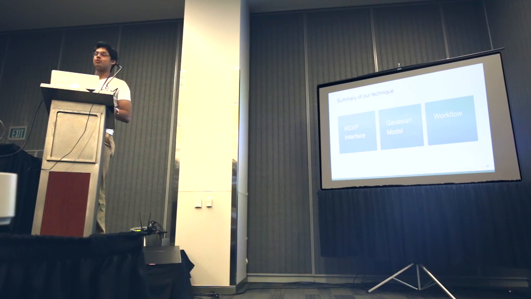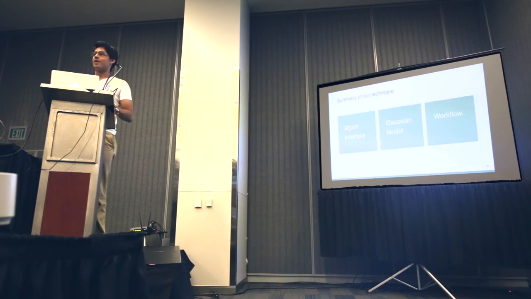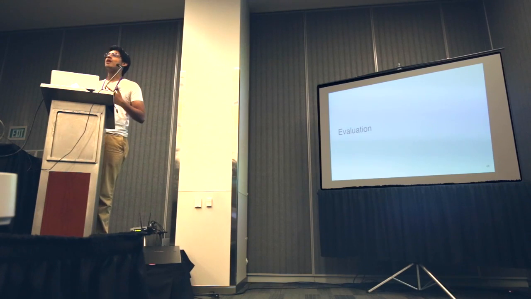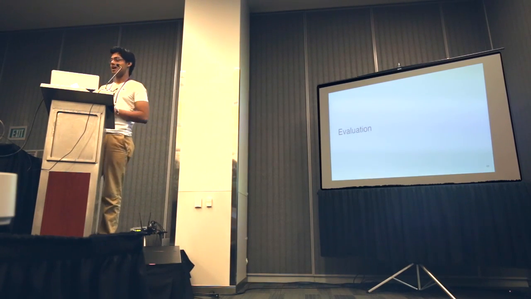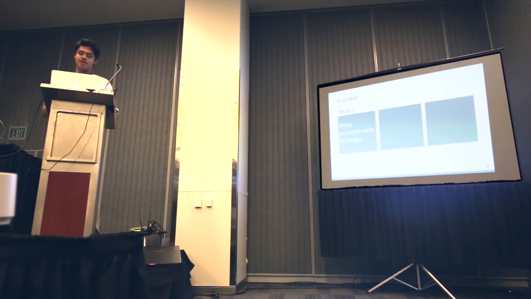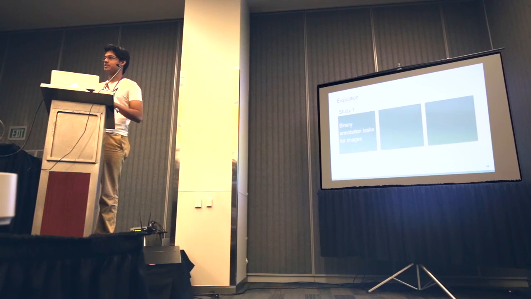So that's what we have in our paper. We have an interface inspired by RSVP, a Gaussian model, and a workflow. And together, we're able to do binary classification. So now let's see if we can evaluate how well this workflow actually performs. We're going to look at 3 studies that we do. The first one, obviously, is binary annotation tasks for images.